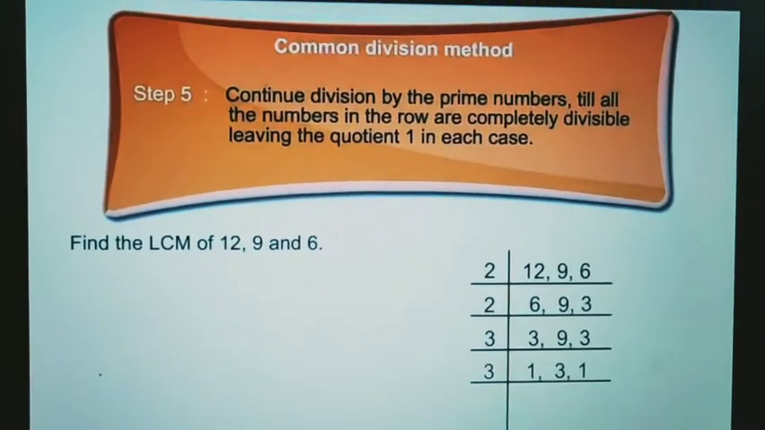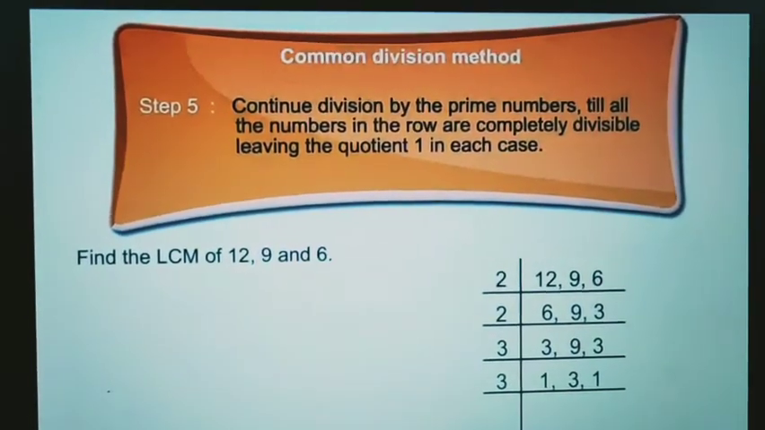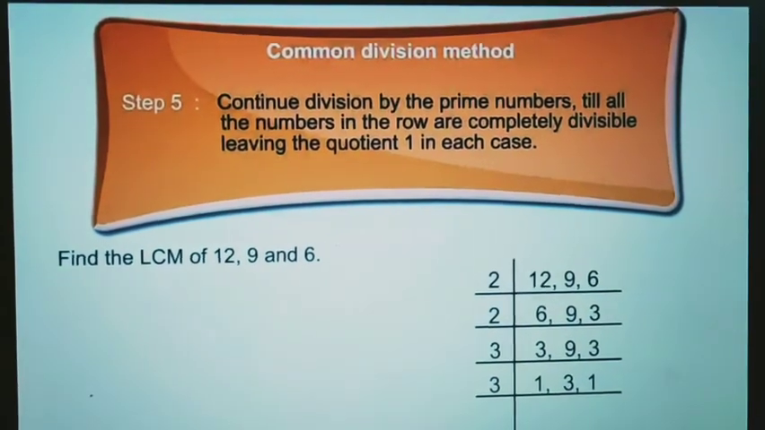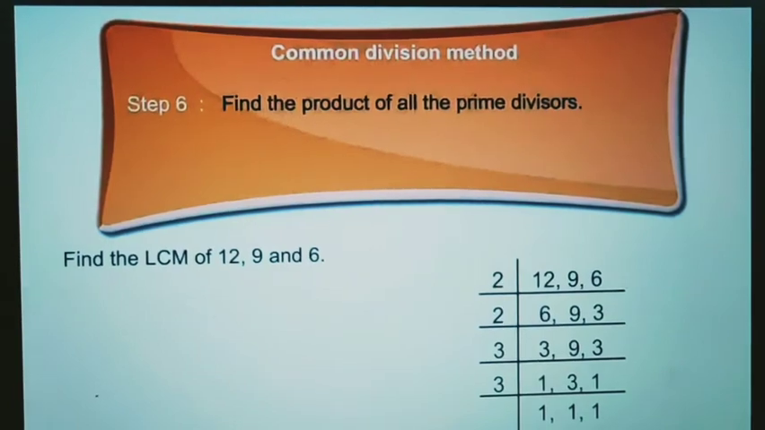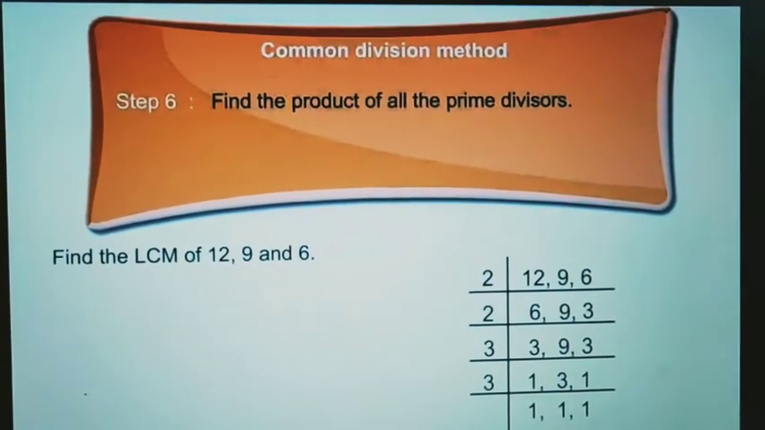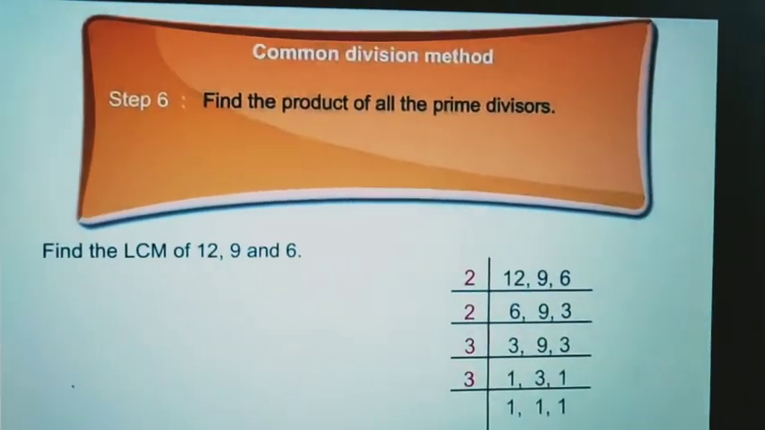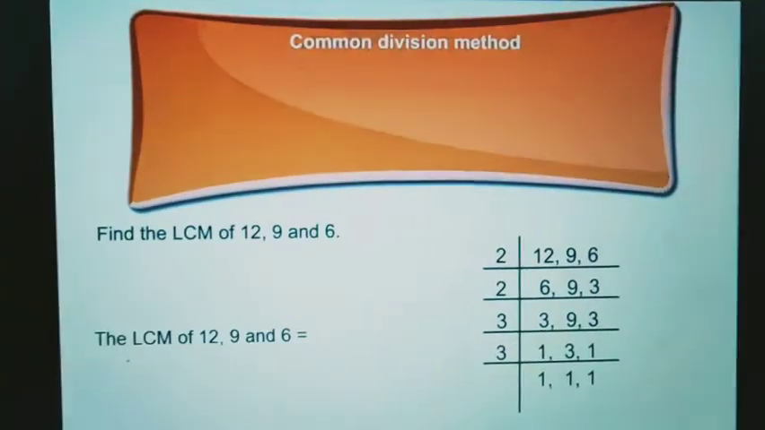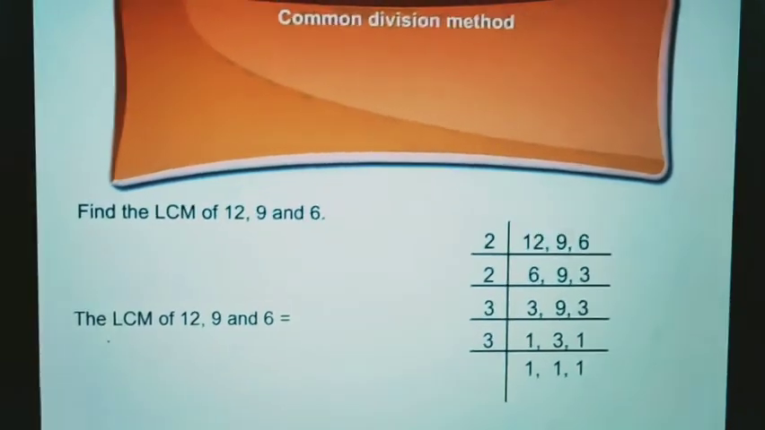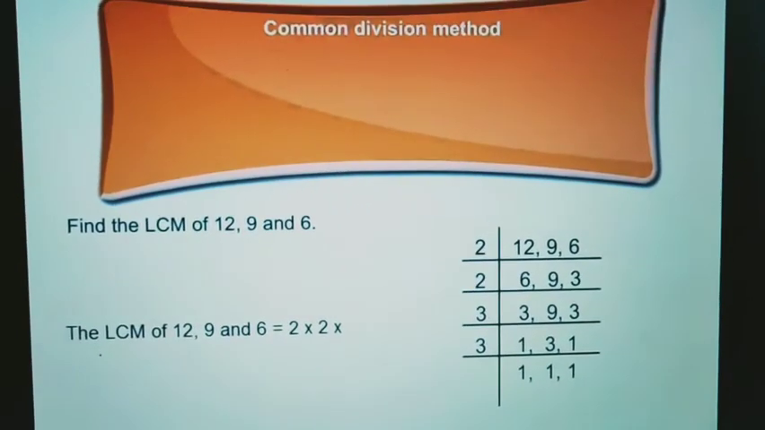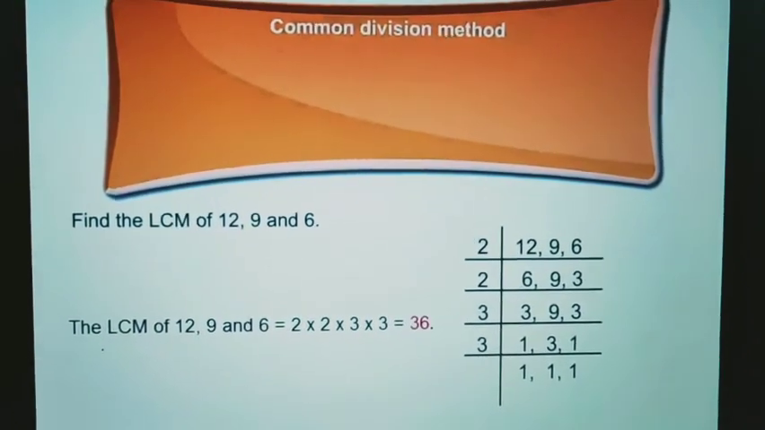Continue division by the prime numbers till all the numbers in the row are completely divisible, leaving the quotient 1 in each case. Finally, to arrive at the LCM, find the product of all the prime divisors. Therefore, the LCM is equal to the product of 2, 2, 3 and 3, which equals 36.